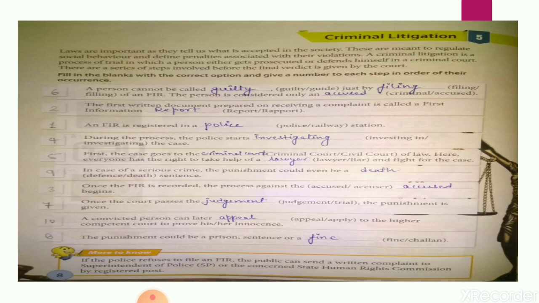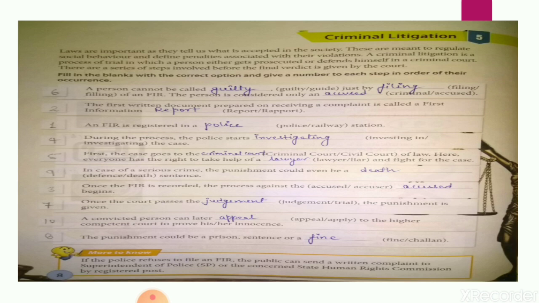First of all, the third sentence you can see, an FIR is registered in a police station. Then we should know what is an FIR. So just above it, we will give it number 2. The first written document prepared on receiving a complaint is called a first information report. Then third number I have given: once the FIR is recorded, the process against the accused begins.